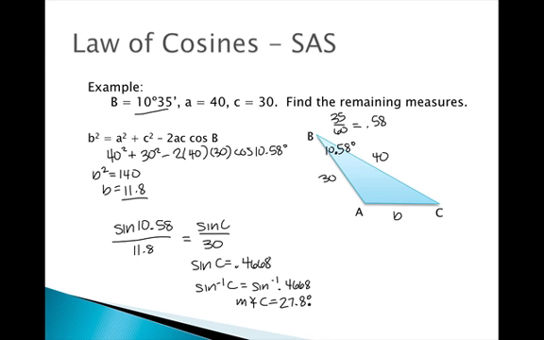Now we can solve for angle A just using our properties of a triangle. So we know that it would be 180 minus 10.58 minus 27.8, and you end up getting the measure of angle A equals about 141.6 degrees. Okay, so we've solved everything that we need to for this triangle. Now we're going to move on to one last formula.